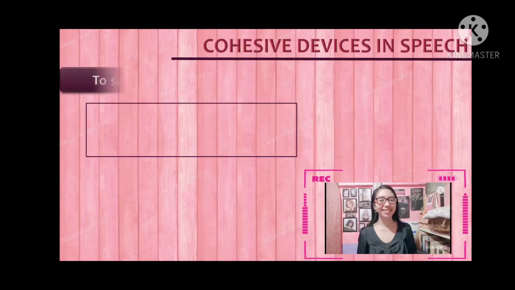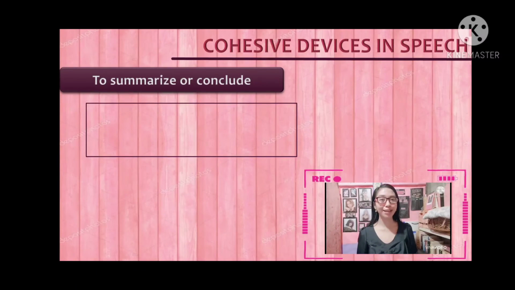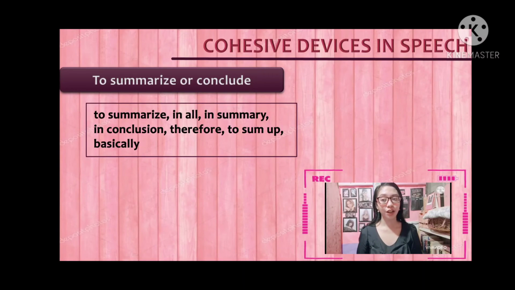The last cohesive devices in speech are to summarize or conclude. For the conclusion part, it's important that you let your audience know. These words may help you end beautifully. You can use to summarize, in all, in summary, in conclusion, therefore, to sum up, and basically.